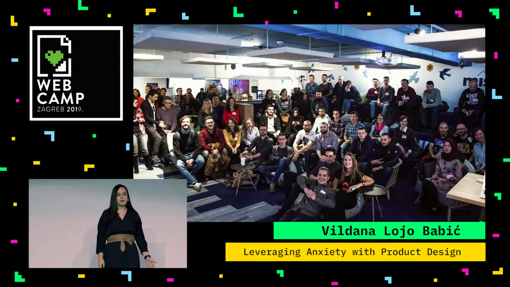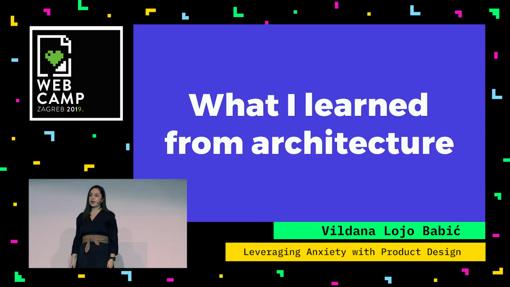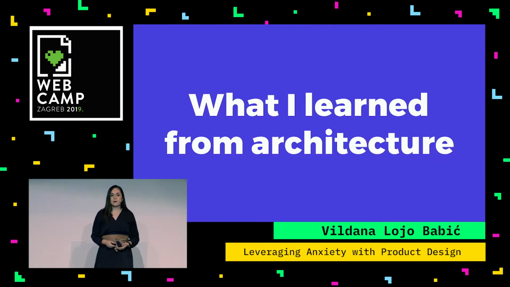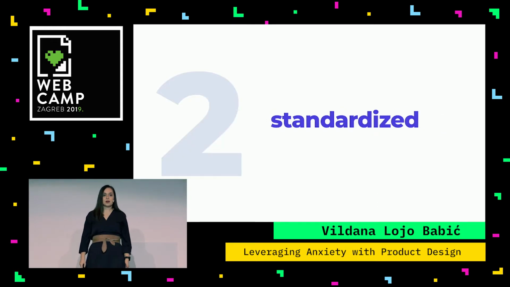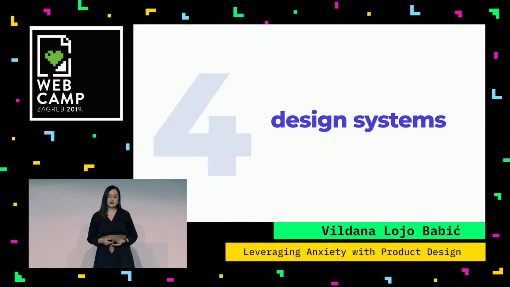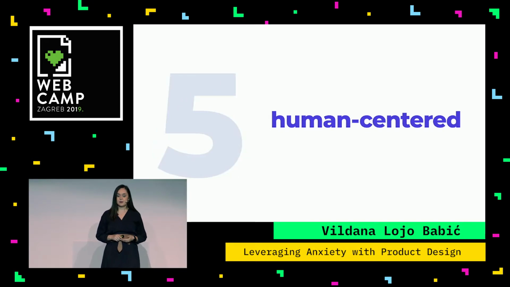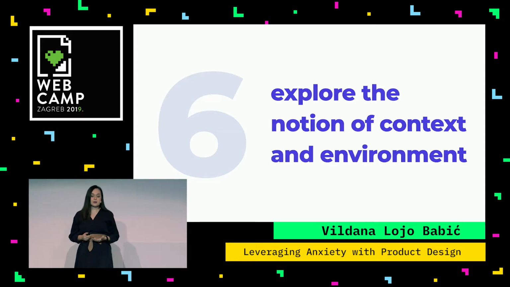But while making this shift, I came to the conclusion that product design and architecture are more alike than different. They have many similarities, and some of them are that both of them are interdisciplinary. Both of them are standardized, and both of them recognize research as a foundation for all further design activities. Both disciplines work with some kind of design systems. Both of them are human-centered. And finally, both of them explore the notion of context and environment.